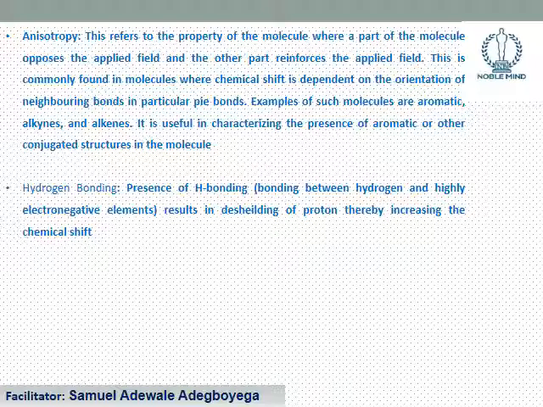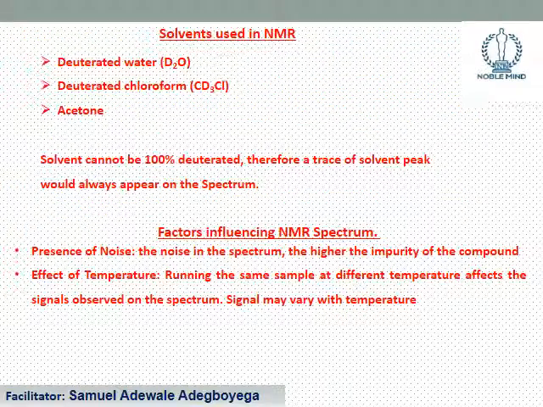Another factor that could affect the chemical shift is hydrogen bonding. The presence of hydrogen bonding results in deshielding of protons, thereby increasing the chemical shift. You know that is related to electronegativity. You define hydrogen bonding as a bond between a hydrogen atom and a highly electronegative element.